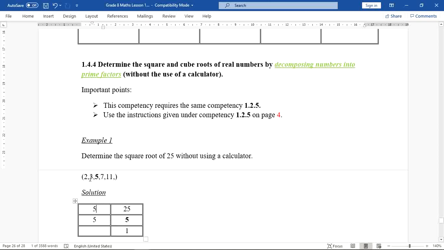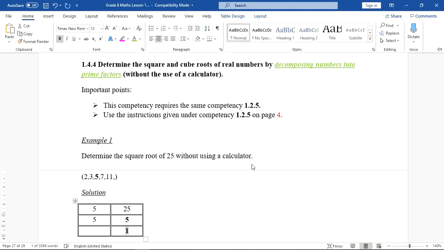So we cannot divide 25 by 2 and 3, because when 2 and 3 divide into 25, they're going to give us a remainder. So we should move to the next prime factor, which is 5. So 5 goes into 25 5 times. Then we go back again. 2 and 3 can go into 5, but they're going to give us decimal remainders. So we rather go to 5. 5 goes into 5 once. So the moment you get the 1, that is when you stop.